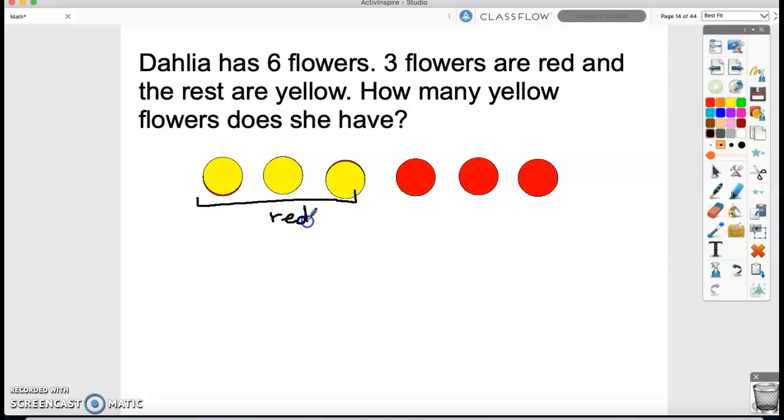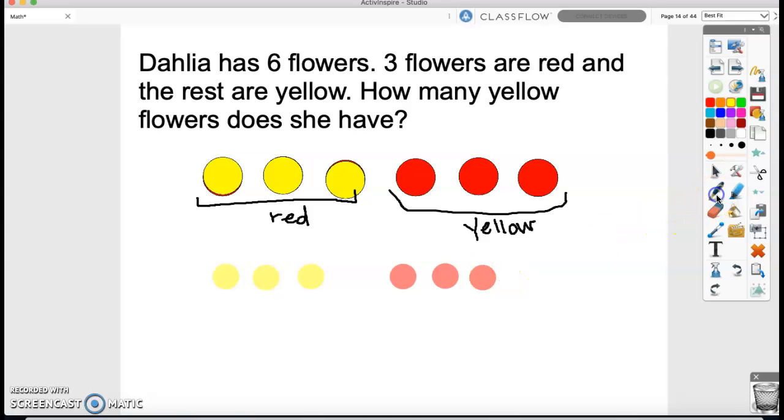And then it says the rest are yellow. So I know the rest of them are yellow. It's always good to have a label so you know what your parts are. So now I'm going to draw my model. I see 3 yellow circles, and I see 3 red circles.